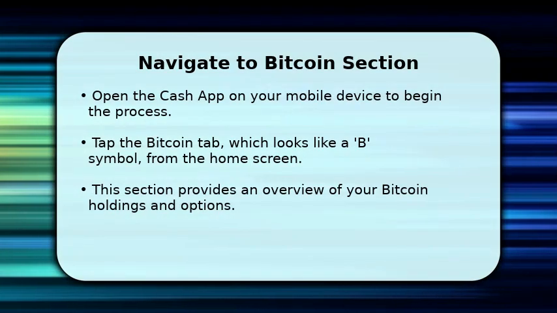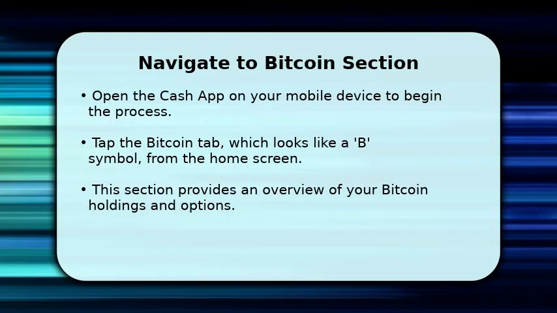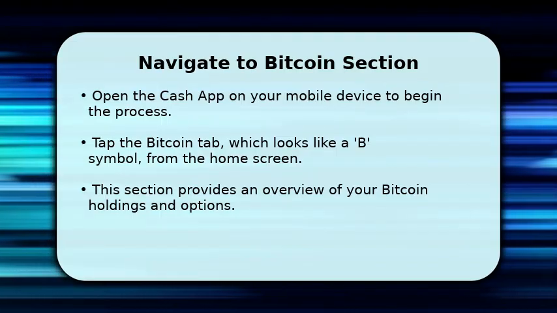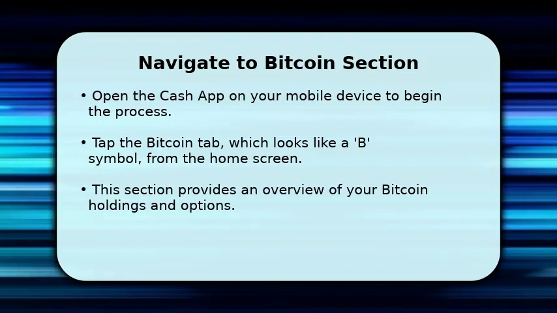First, open your Cash App on your smartphone. Once you're on the main screen, look for the Bitcoin tab. It's usually represented by a B icon, often found at the bottom of your screen. Tapping this will take you to your dedicated Bitcoin section within the app. This is where all your Bitcoin activity is managed, and it's our starting point for finding your receiving address. It's a quick tap, and you're on your way.